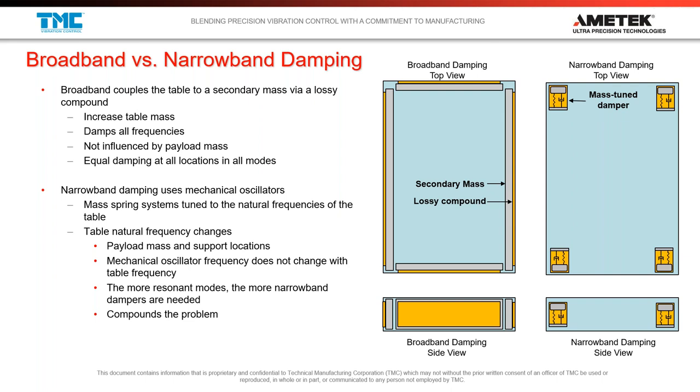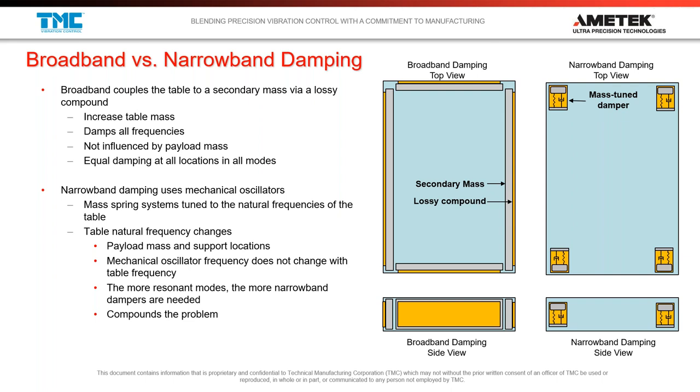If you understand what the term broadband means, we are actually trying to dampen the table at all frequencies. It's not a frequency dependent damping. This is a method of damping that is designed to bring all resonant frequencies down equally. And the way broadband damping is done is simply by adding mass and adding steel to the table. That steel is mounted to the table using some sort of lossy compound, so it's a soft, springy type.